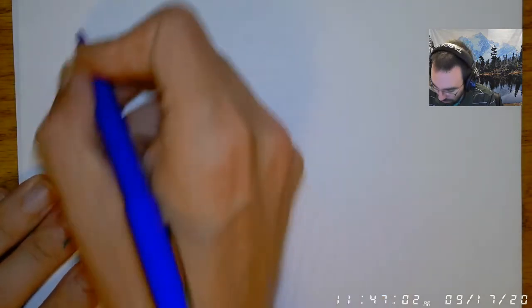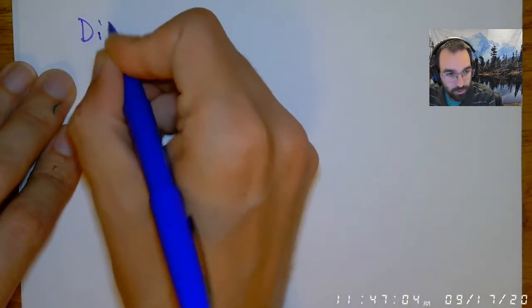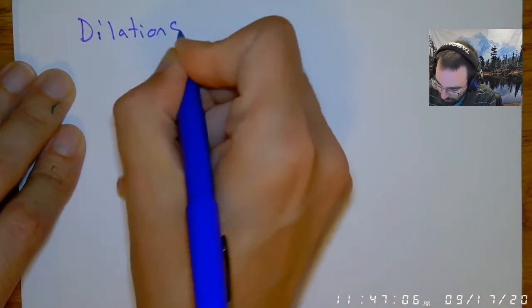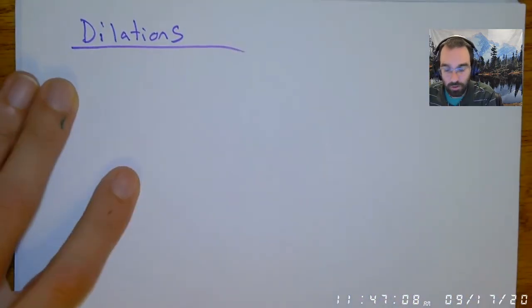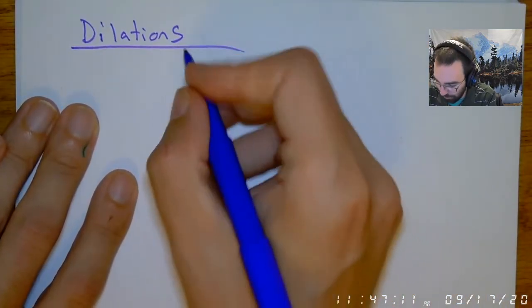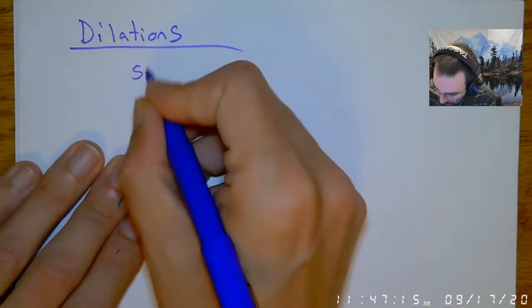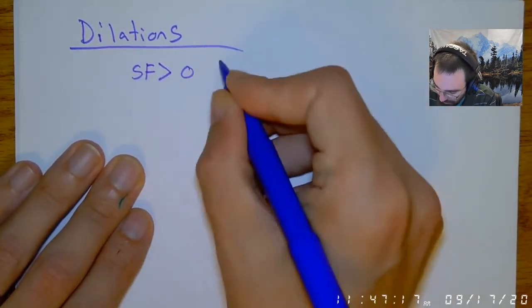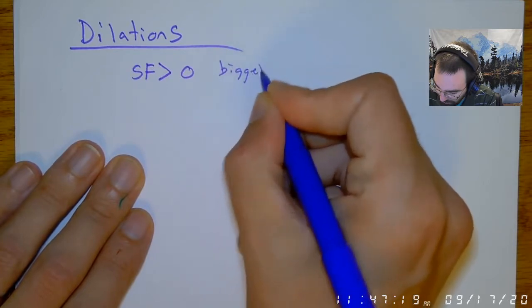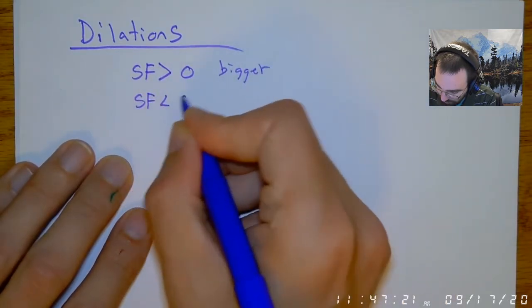So next up, let's talk about dilations. Dilations always give people an issue. Dilations is when we multiply, so we make things bigger or smaller, so scale factor, right? If our scale factor is greater than 1, we get bigger. If our scale factor is less than 1, we get smaller.